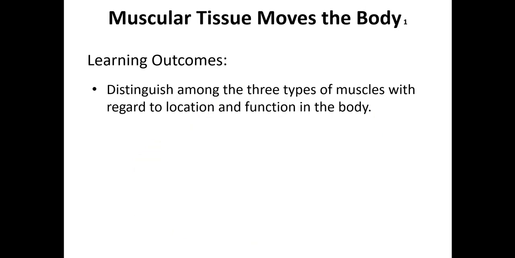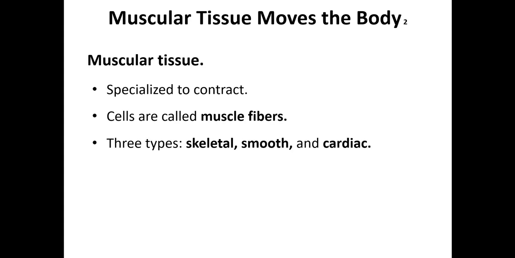Muscular tissue. Learning outcomes are to distinguish among the three types of muscle with regard to their location and function in the body. Muscular tissue is specialized to contract. It is composed of cells and muscle fibers that contain actin and myosin filaments. There are three types of muscle: skeletal, smooth, and cardiac.